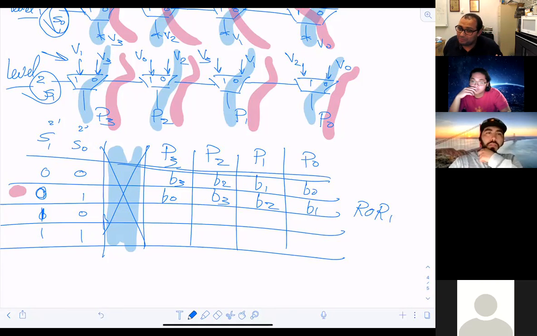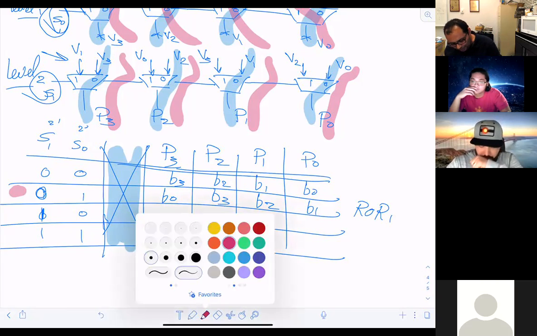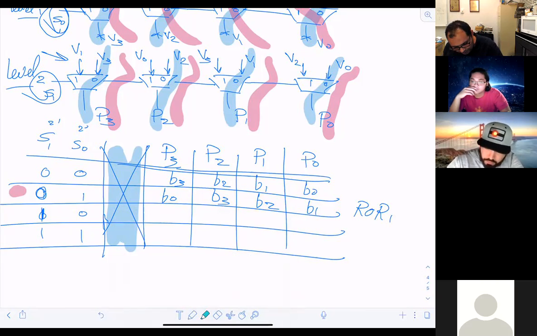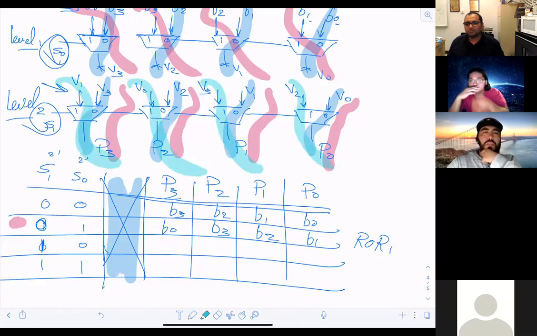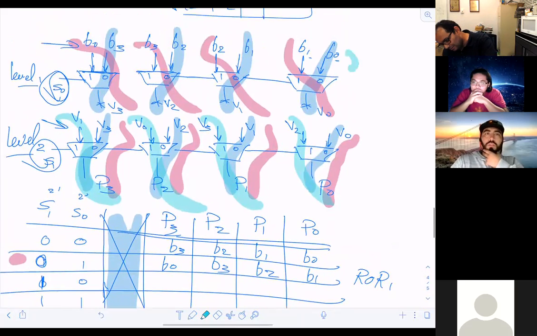Let's apply the second one, right? So what is the second one? Let's have a different color. So the different color says S1 is 1. S1 is what? It is 1. But S0 is what? We turn it back as before, right? So it's going to be like this.